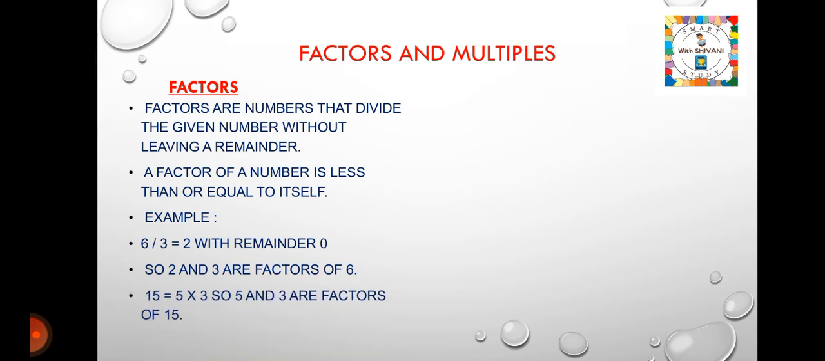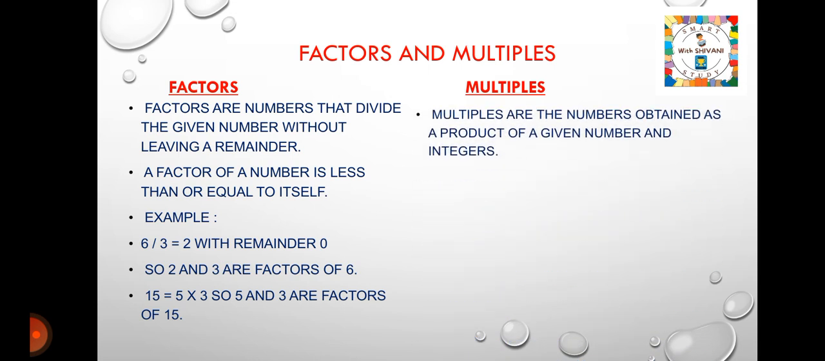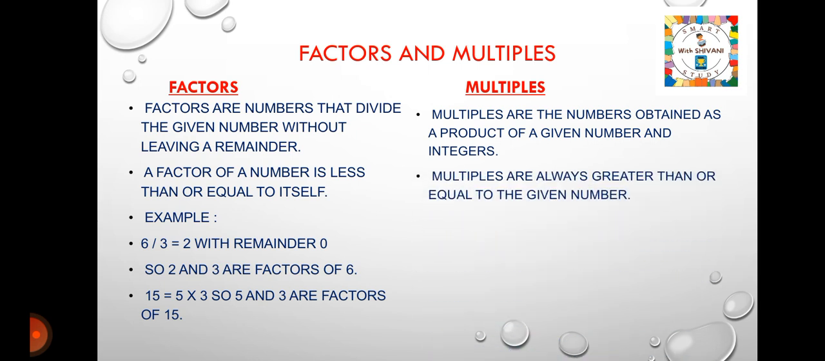Similarly, for 15, when we divide 15 by 5, we get remainder 0 with the quotient 3. So 5 and 3 become factors of 15. Now we will look at the multiples. Multiples are the numbers obtained as a product of a given number and integers. Multiples are always greater than or equal to the given number. So remember friends, factors are always less than or equal to the number itself, whereas multiples are always greater than or equal to it.